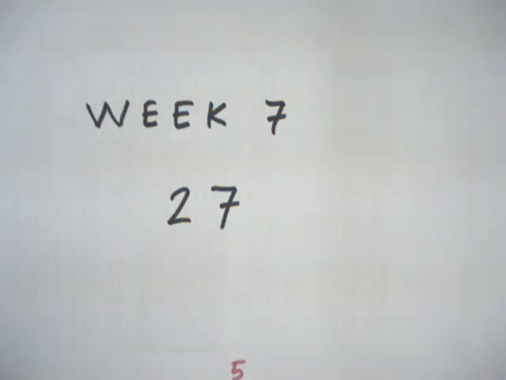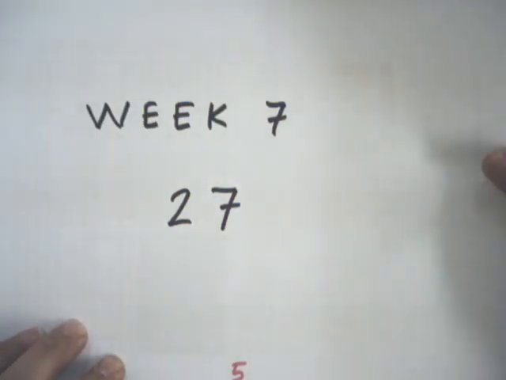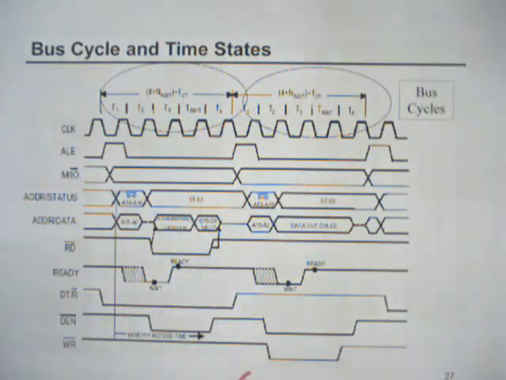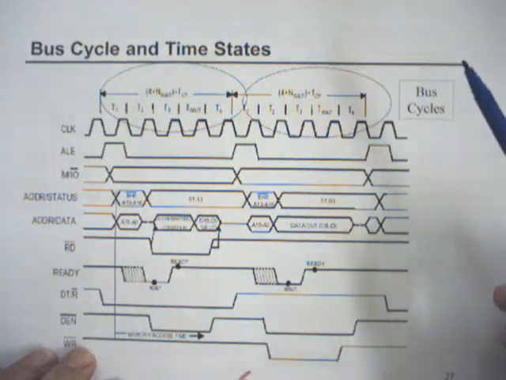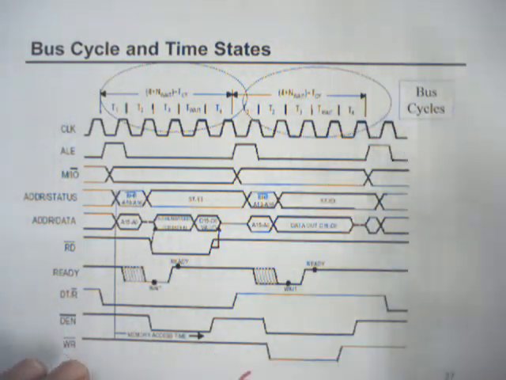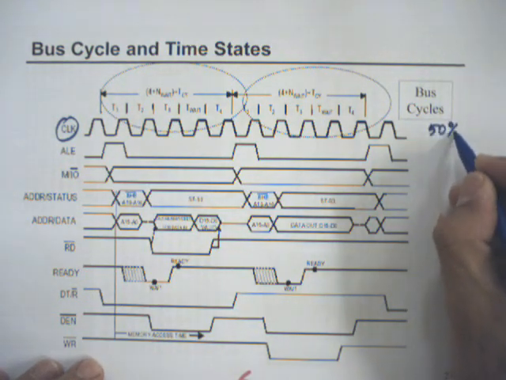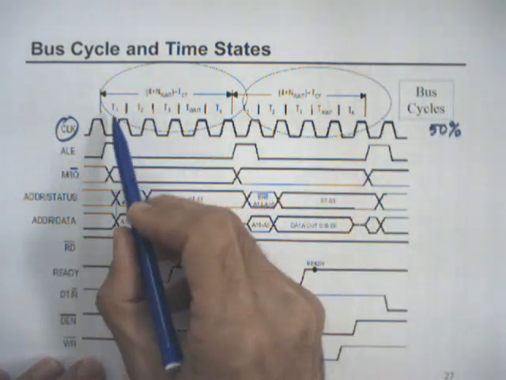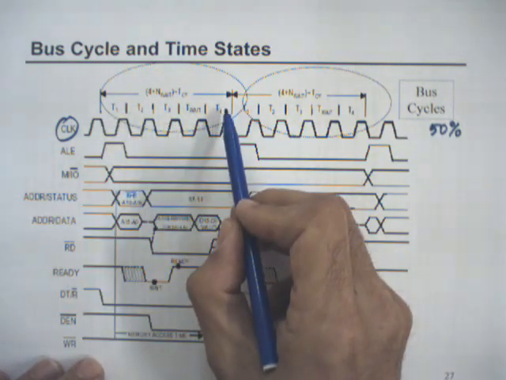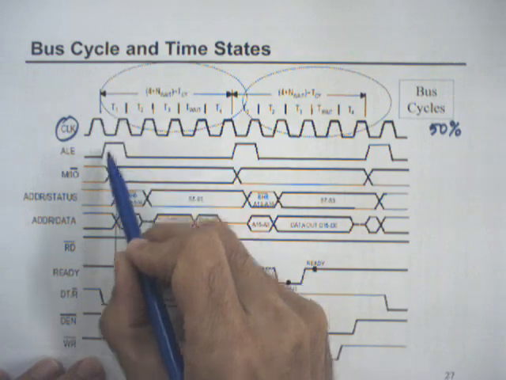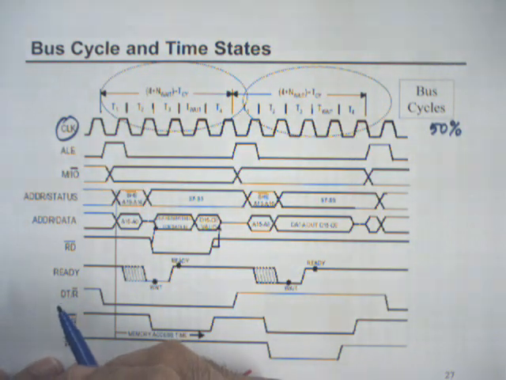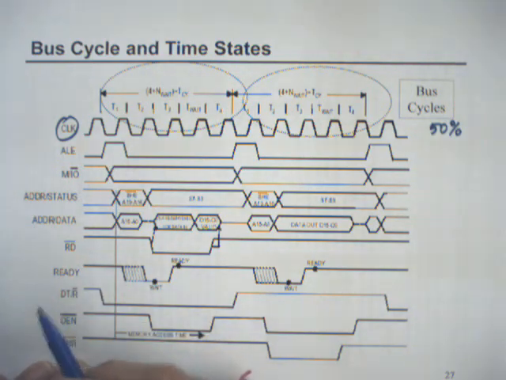Next topic, which is hard to understand, is from week 7, slide number 27. What is this? This is a timing diagram, bus cycle and time states. Well, that's a little bit compact form. Okay, the first one is clock. As you know, that's a symmetrical 50% duty cycle square wave with highs and lows. Each 4 cycles is a machine cycle, and in the first moment, address type of activities are done in fetch and decode cycles.